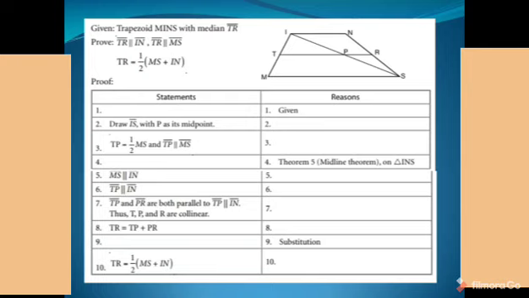So, commonly, what would be our first statement? Okay, so trapezoid MINS with median TR. That would be our first statement with the reason that is given. Now, based from statement number 1, we can draw IS with P as its midpoint. What's the reason? And that is line postulate.